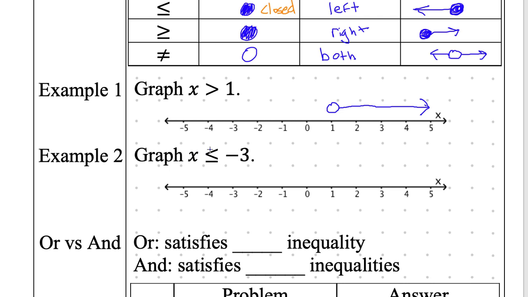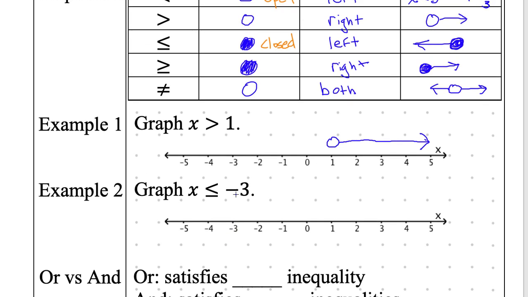Let's try another one. x is less than or equal to -3. So here's -3. Is it an open point or a closed point? And you should come up to your table and say, oh, okay, that's a closed point. So a filled in point. And then think of your arrow. I'm going to the left because I'm going less than or equal to, and there's my arrow. And it doesn't matter the size of your arrow. You can make it tiny, you can make it really long, it doesn't really matter.